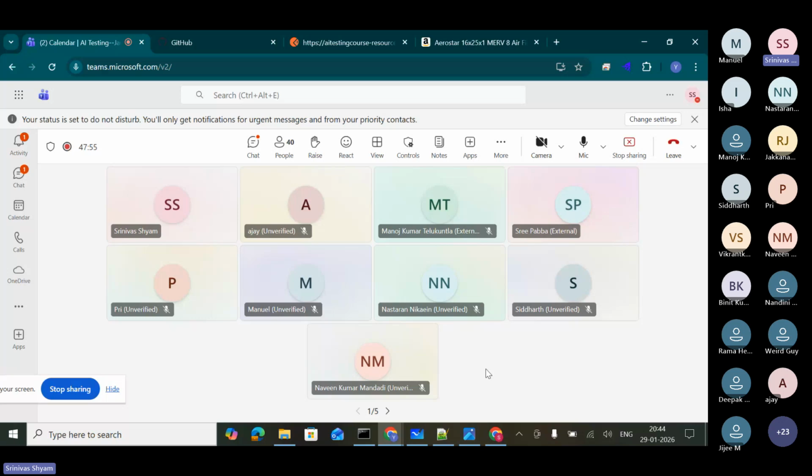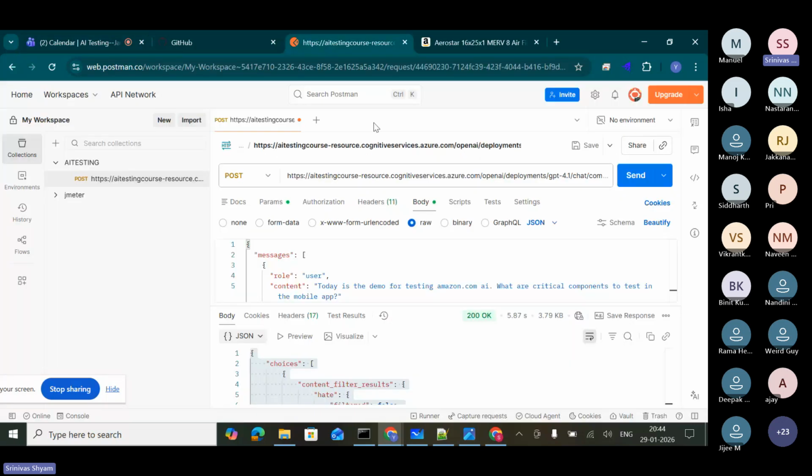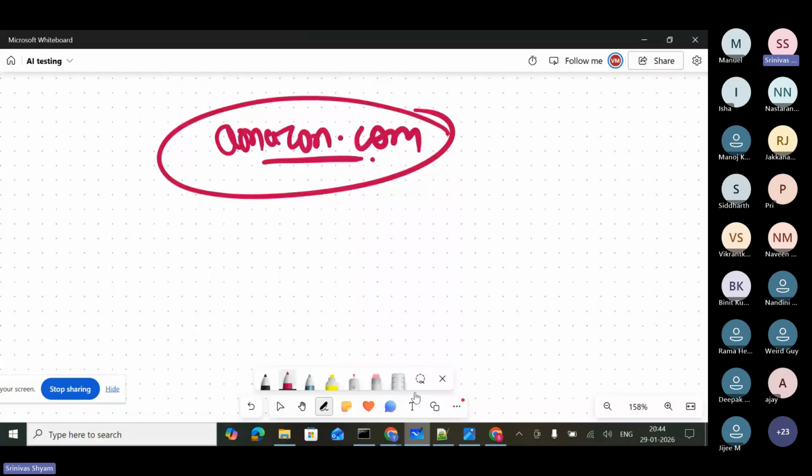This is an API that I saw. What is an API and all we will discuss. API full form is application programming interface. When you are learning AI testing, there are a few architectural concepts that you need to know. That we will discuss.